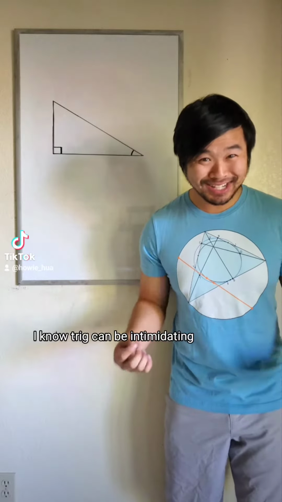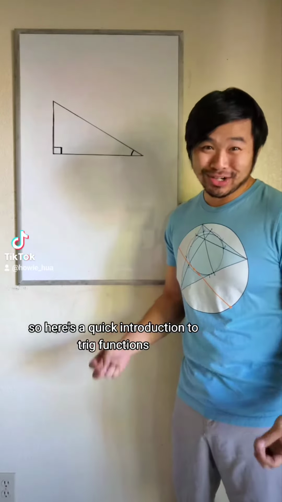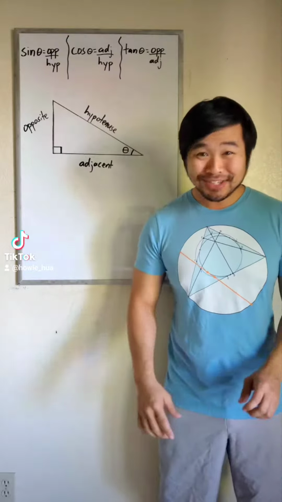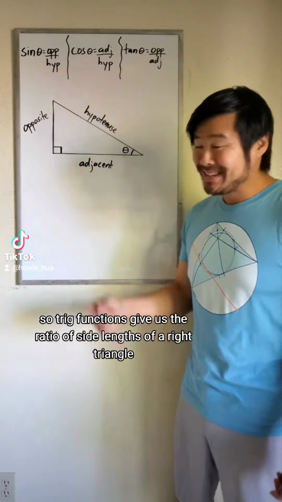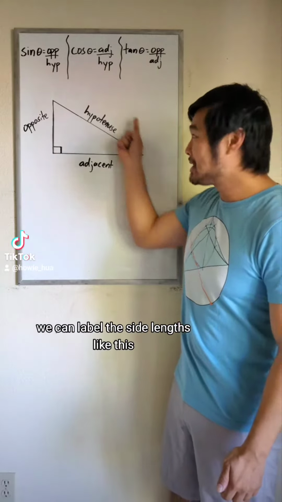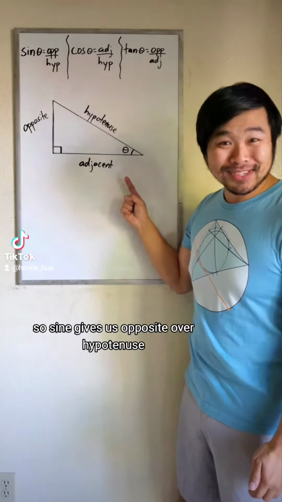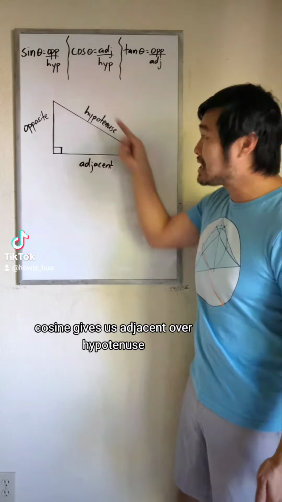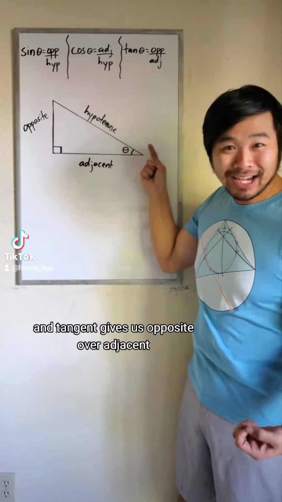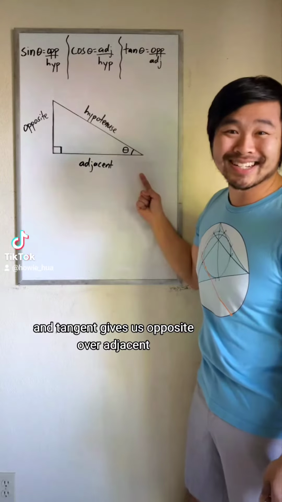I know trig can be intimidating, so here's a quick introduction to trig functions. Trig functions give us the ratio of side lengths of a right triangle. If this is our angle, we can label the side lengths like this. Sine gives us opposite over hypotenuse, cosine gives us adjacent over hypotenuse, and tangent gives us opposite over adjacent.